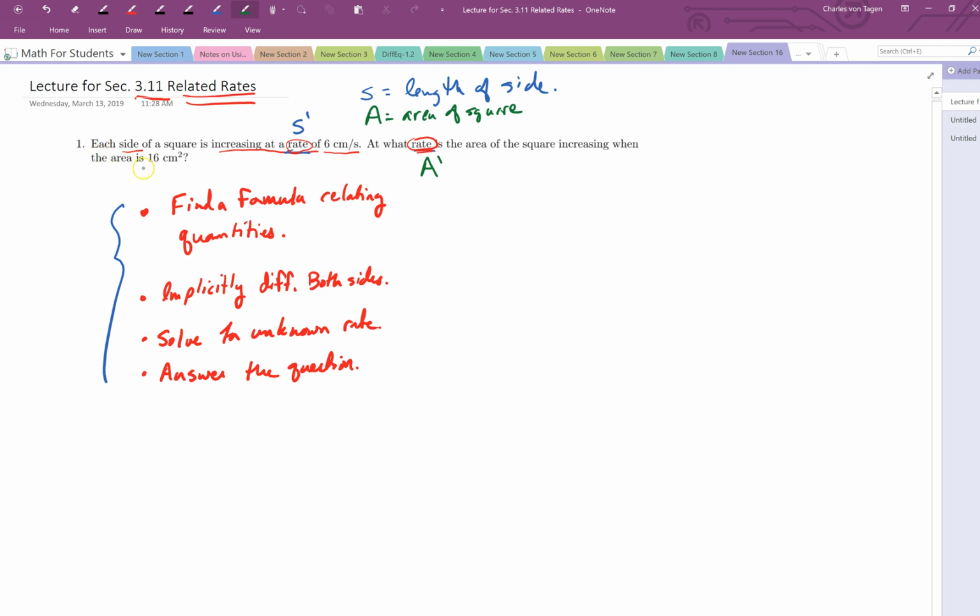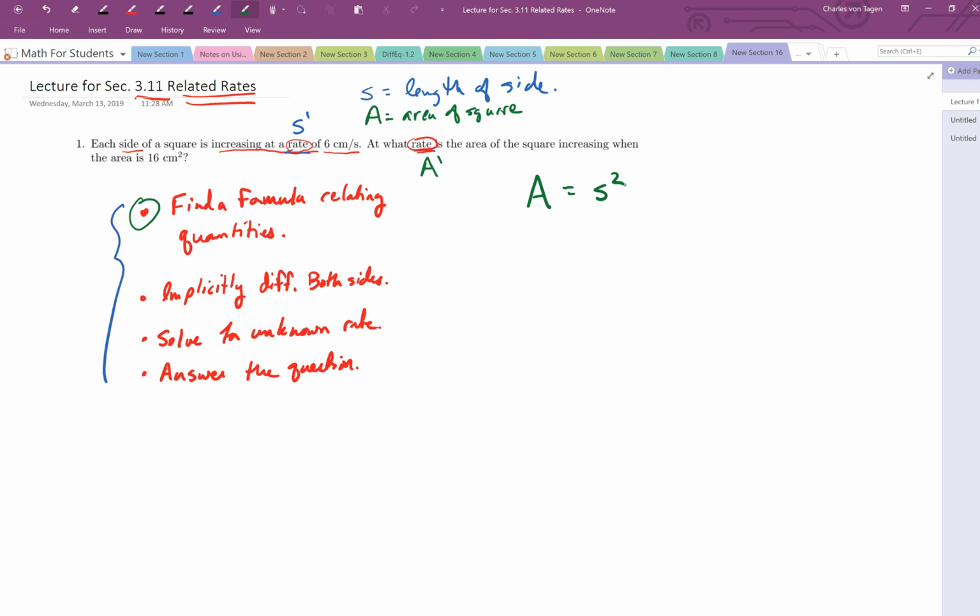Let's read the problem one more time. The sides of the square are increasing at a rate of 6 centimeters per second. So how fast is the area of this square increasing? So our first step, we say, let's find a formula that relates these quantities. Okay. Well, I think the formula that would relate these quantities is that the area of a square is equal to the side of the square squared. Okay. Now what do we do?